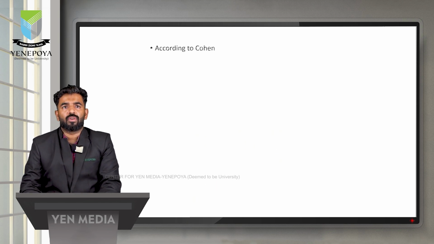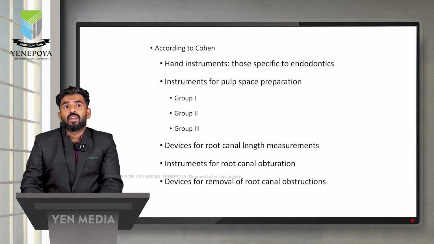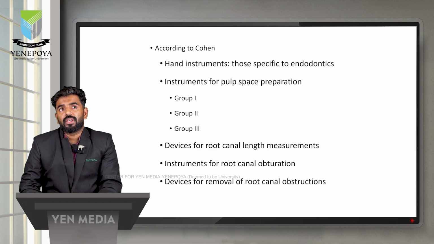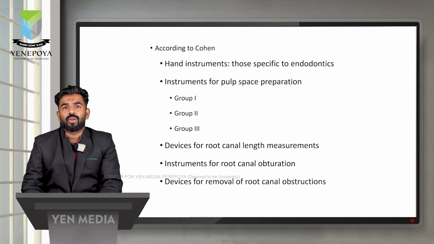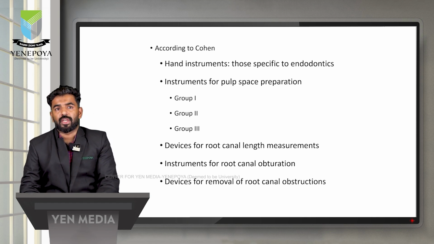Coming to the next topic. According to Cohen, hand instruments are those specific to endodontics: instruments for the pulpal space, which are again divided into group 1, group 2 and group 3, devices for root canal length measurement, instruments for root canal obturation, and devices for removal of root canal obstructions.